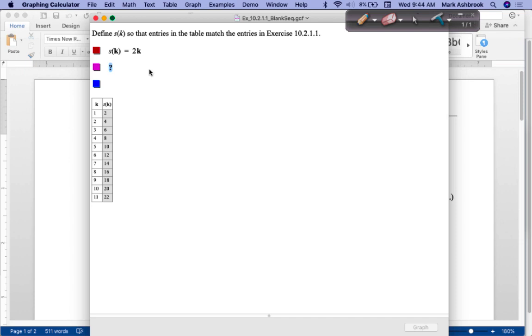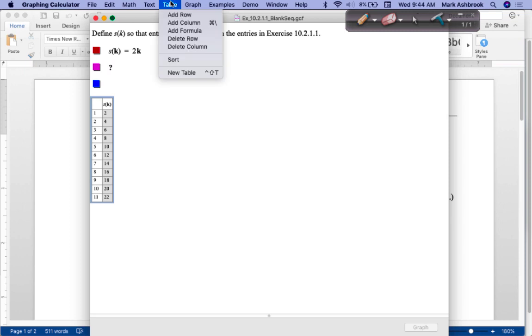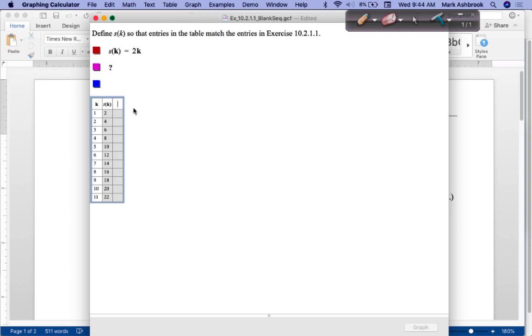Create a column of the partial sums. So I'm going to select the table, and then go to Table and add... where's calculated column? Why isn't that showing up? Add formula. Okay, so we want a formula, and that's going to be for the kth partial sum. But before I can do that, I need to define what the kth partial sum is.